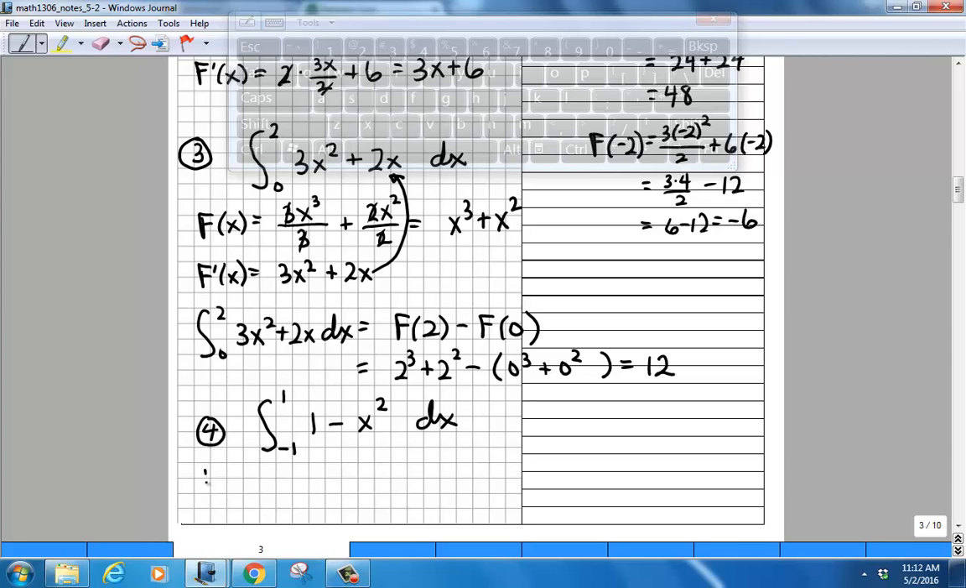All right, so this problem number 4, you tell me, what is the antiderivative of 1 minus x squared? Again, it's just a matter of reverse engineering that antiderivative. It doesn't work out quite as nicely as example number 3, but it's not too bad.